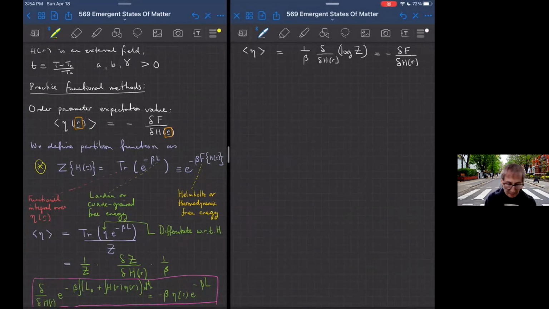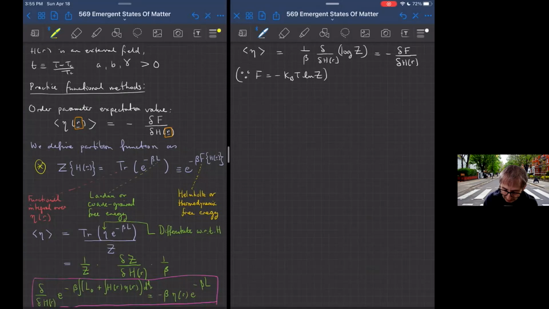So that's where that comes from, because F is equal to minus kBT times the logarithm of Z. Okay, so that's very simple. So hopefully everybody understands that.